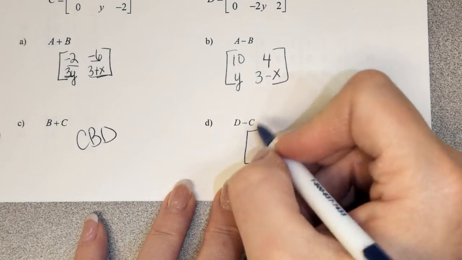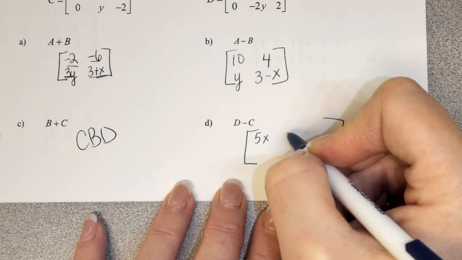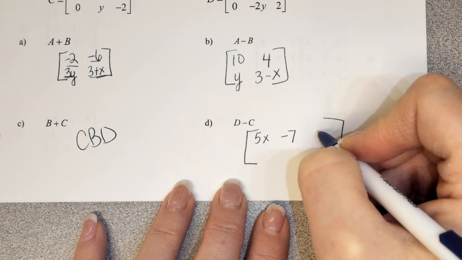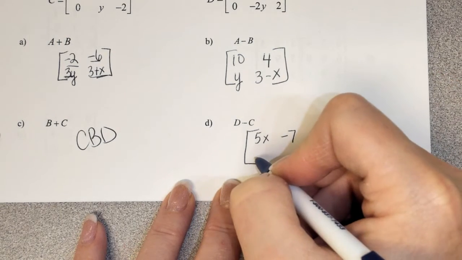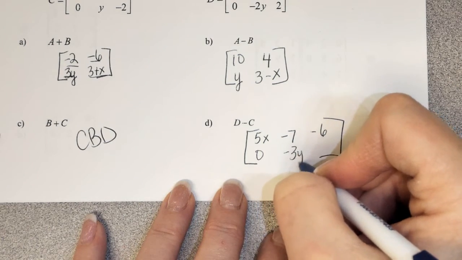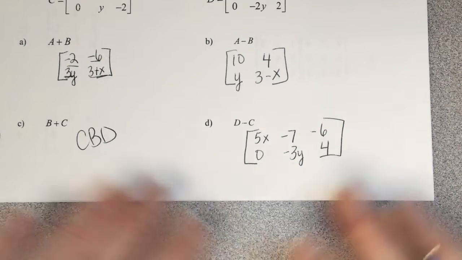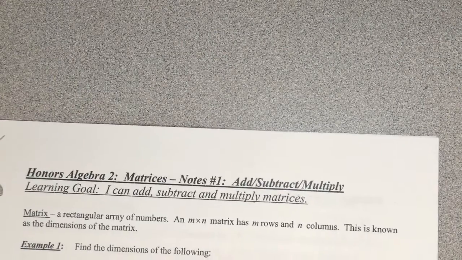Alexis, can you read me what you got? 5x negative 7, negative 60 negative 3y. Do we agree? All right, very good. Let's go over to the next page.